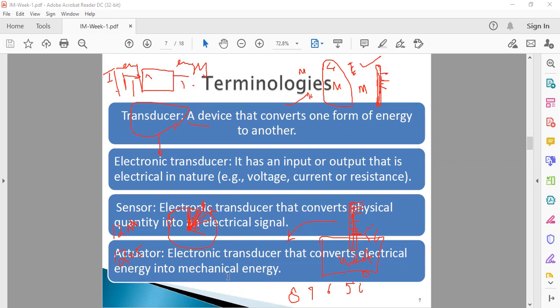Okay, actuator, the electronic transducer that converts electrical energy into mechanical energy. So examples of an actuator are a voltmeter, ammeter, and ohm meter, etc., which are converting the electrical energy into the mechanical because of the deflection. I am talking about the analog voltmeter and the ohm meter or a multimeter, not the digital, because in digital the output is not in the form of mechanical energy, rather it is also in the electrical format. So it is mandatory for an actuator to have the output in the form of mechanical energy.